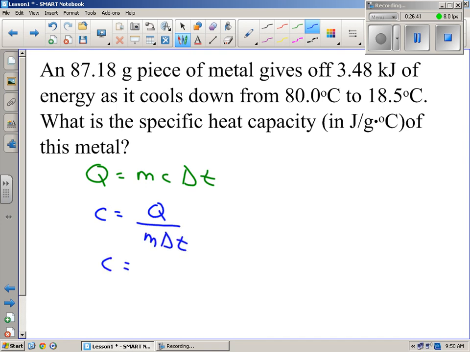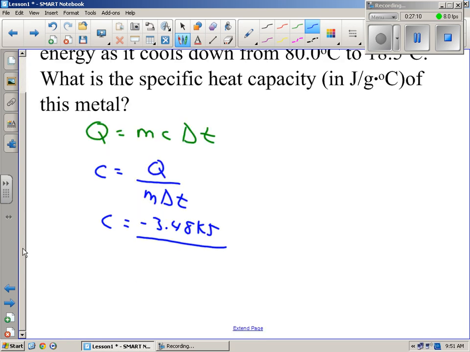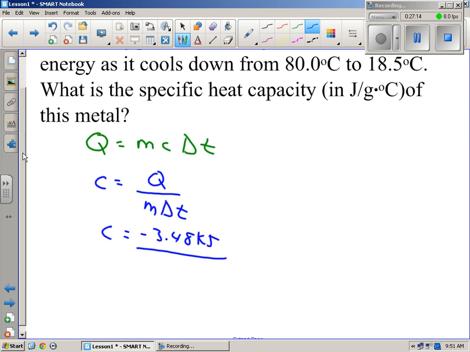Okay. Q, it cools down. So once again, it's cooling down, it's releasing energy, first things first, okay, from 80 to 18.5. So we need to make that a negative, cooling down. So it gives off, right, releases, gives off, those are negative values for Q, okay, energy released. So right here, we're going to give you a negative 3.48 kilojoules is what you need to put in there, okay. M here is 87.18 grams of a metal.